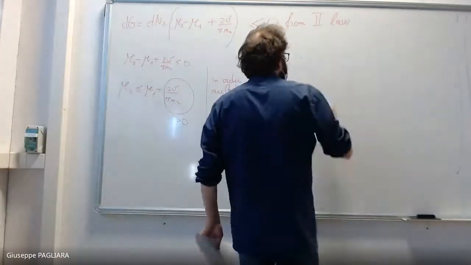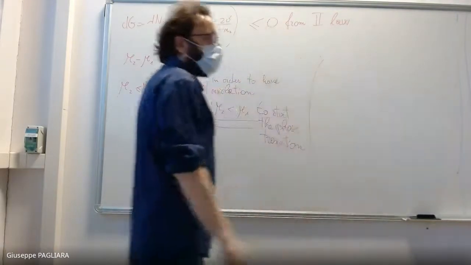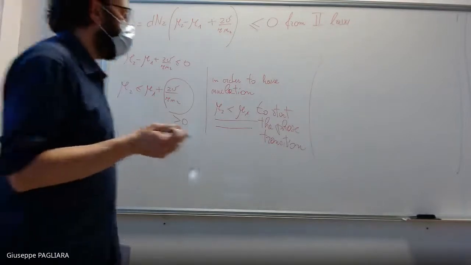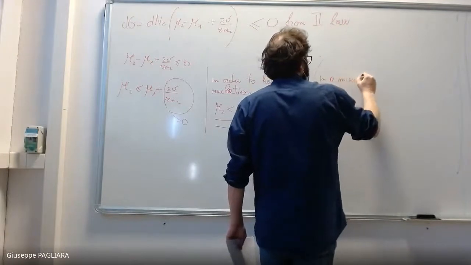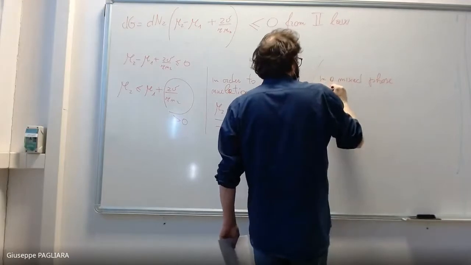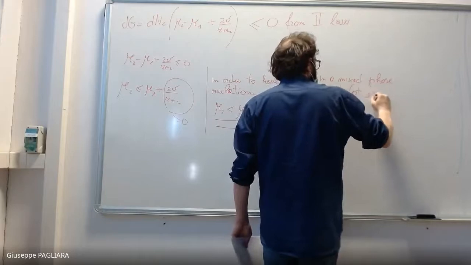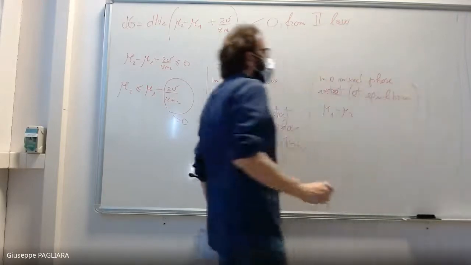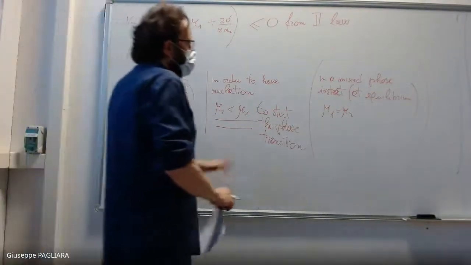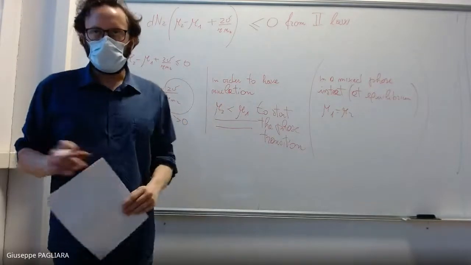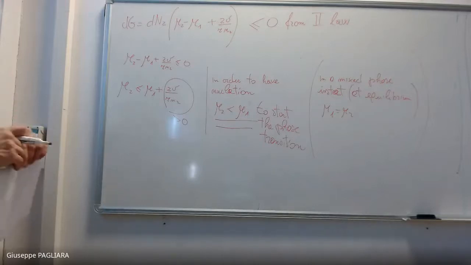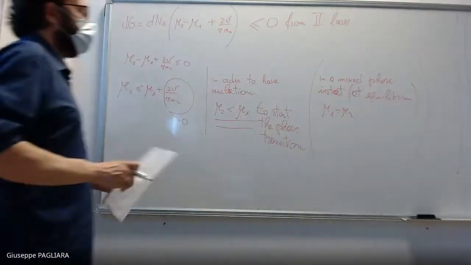Of course, if we are instead in a situation in which phase 1 and phase 2 are in equilibrium, for instance, I am in the mixed phase, we said that mu1 is equal to mu2 because of thermodynamical equilibrium, and there is no chemical imbalance, okay? But if I want to start the phase transition, I have this condition. So the chemical potential of the new phase must be smaller than the chemical potential of the old phase. And then at equilibrium, for instance, if I form a mixed phase, these two chemical potentials must be equal. Okay?